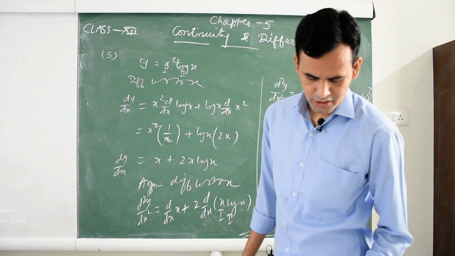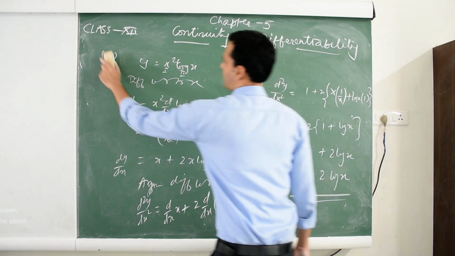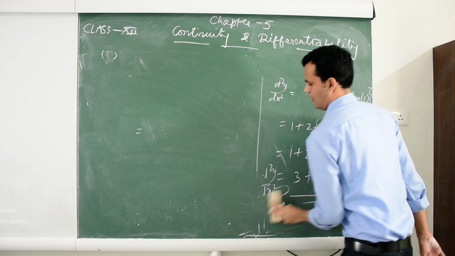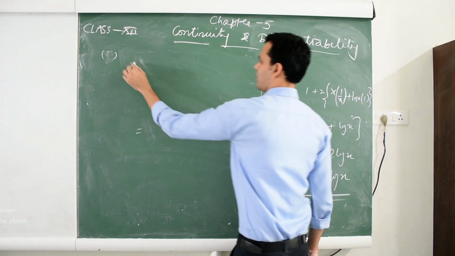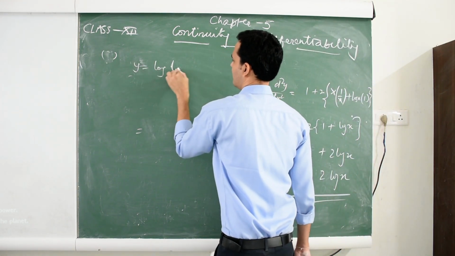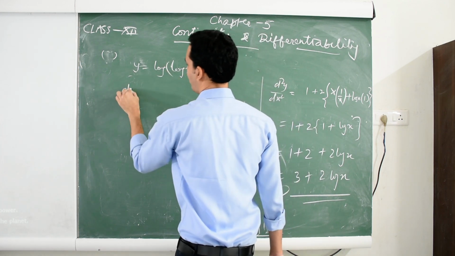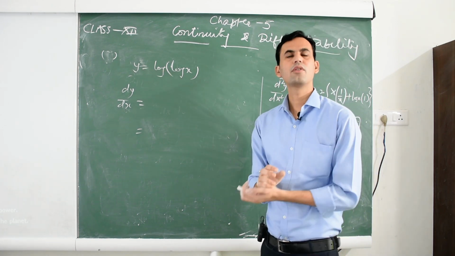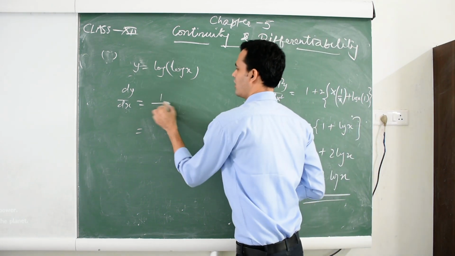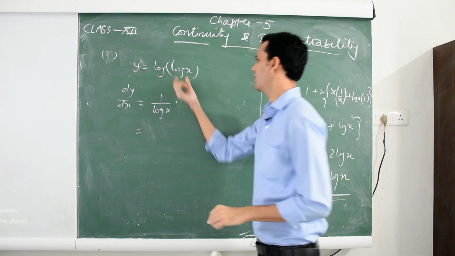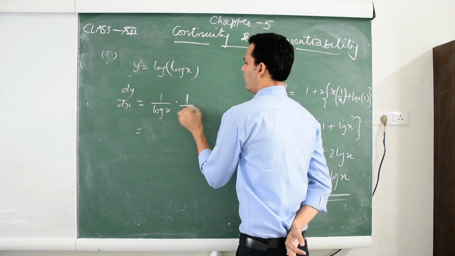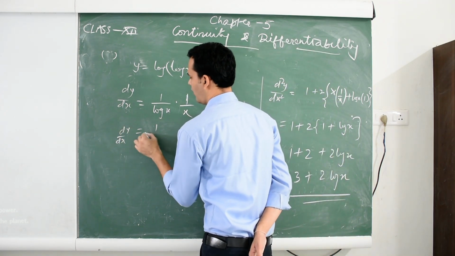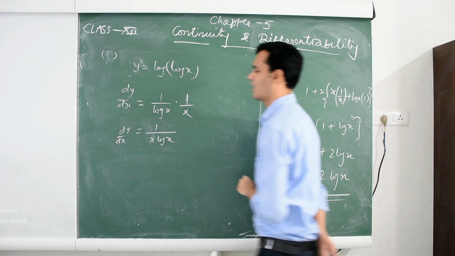Now we take one more question. Question number 9 is log log x. So for the first differentiation, if we take this term as log and this as x, the differentiation of log x is 1 upon x. So it is 1 upon log x, and the differentiation of this log x is 1 upon x. So the value of dy by dx is 1 upon x log x.